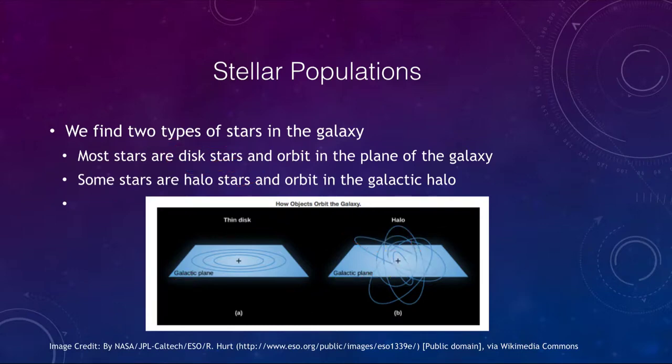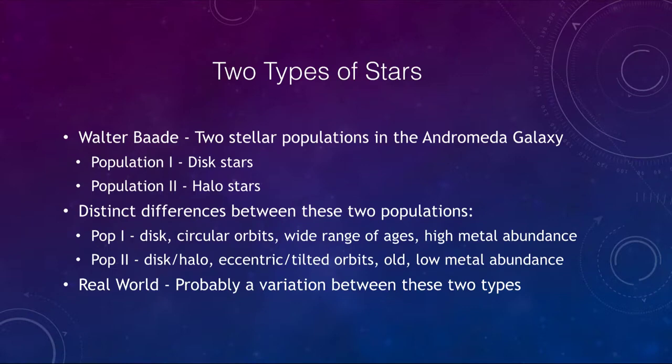So what does this mean with two types of stars? Well, what we see is that they were divided into two stellar populations by Walter Baade when he looked at the Andromeda galaxy, and he called the stars in the disk population 1 stars, and population 2 stars were the halo stars. And we found that there is a distinct difference between these two populations. Population 1 stars are in the disk. They have circular orbits. They have a very wide range of ages, from very old stars to very young stars. And they have a high metal abundance.